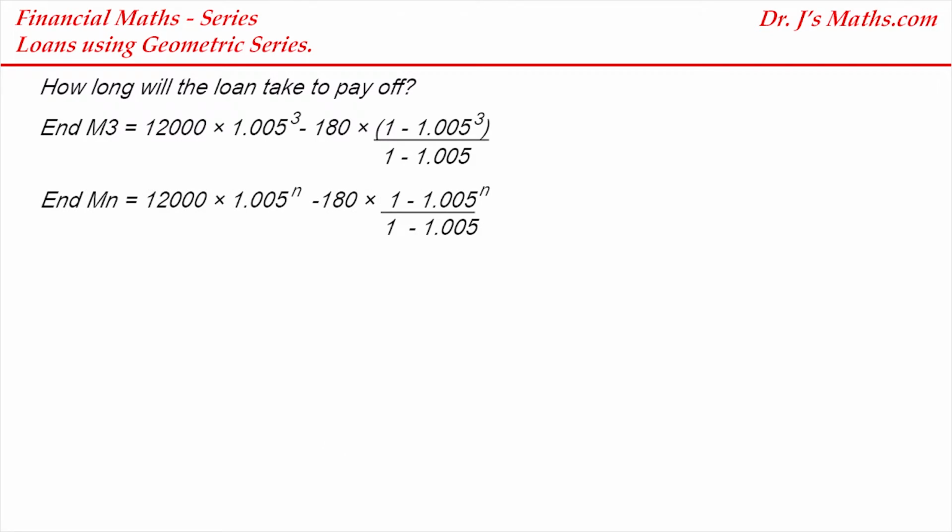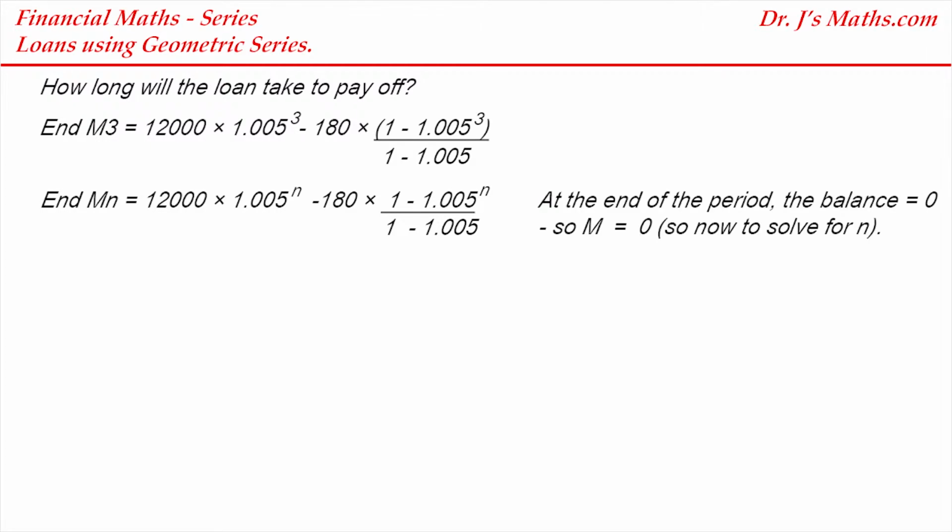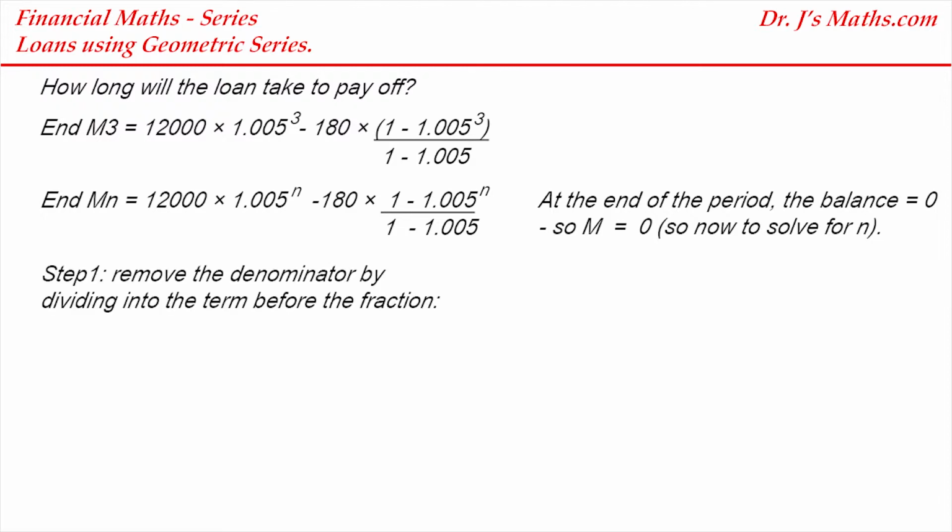Now, at the end of month n, we can generalise this to replace the 3 in the previous expression with the n in our new expression. At the end of the period of her loan, the balance is going to be 0, so this expression is going to be 0, and we just have to now solve for n. So step 1, remove the denominator by dividing into the term before the fraction. So it's minus 180 divided by (1 minus 1.005), which in your calculator gives plus 36,000. So we rewrite the expression with the plus 36,000 into it, equals 0.